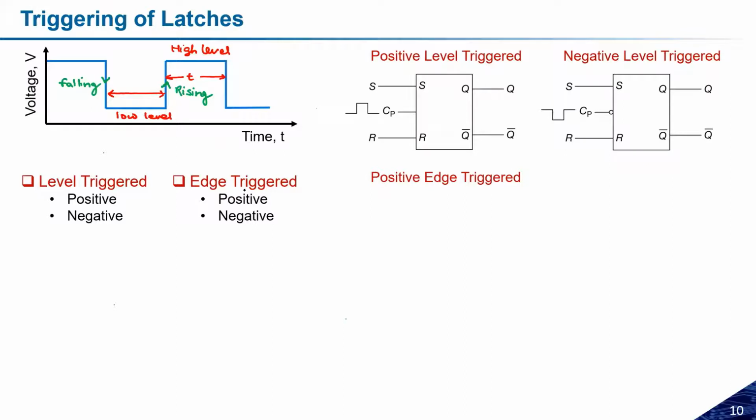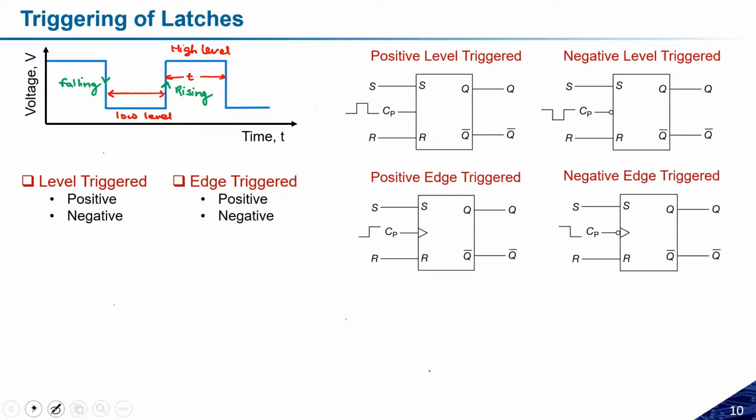The third one is the edge triggered one. How can we represent the positive edge triggered flip-flop? If you keep a triangle at the clock pulse, it indicates edge trigger. If the triangle is present, then it is edge triggered. And if there is no bubble here, it means it is the positive one. And if you see the second one, the negative one, here we have the triangle as well as the bubble.